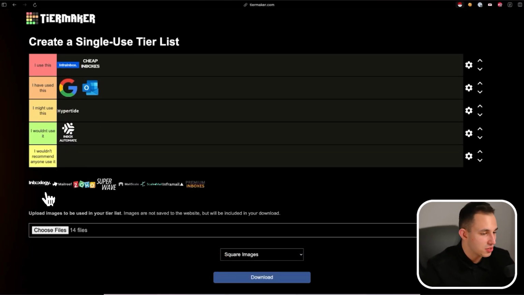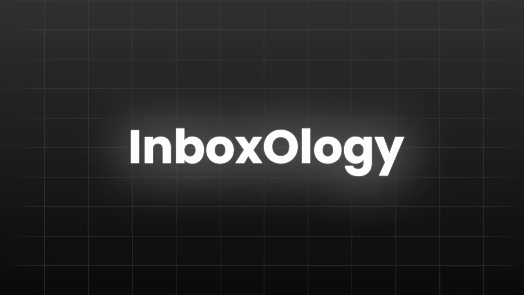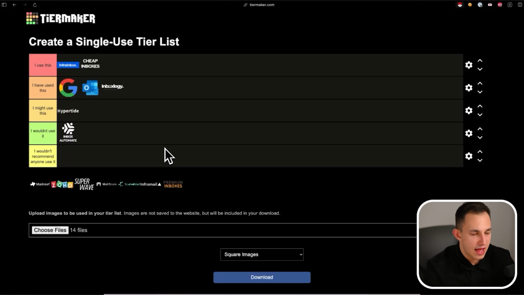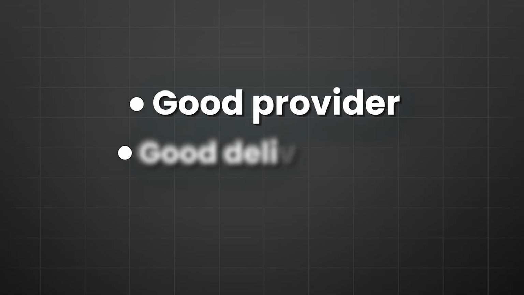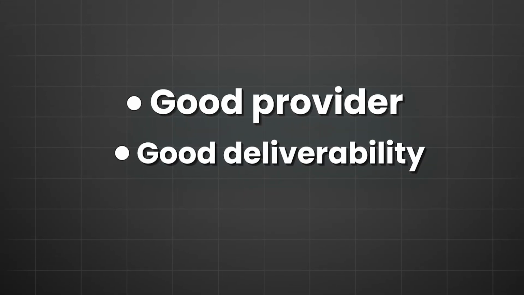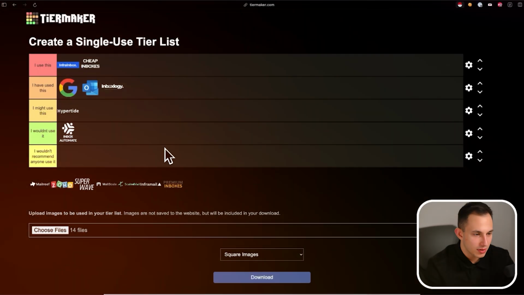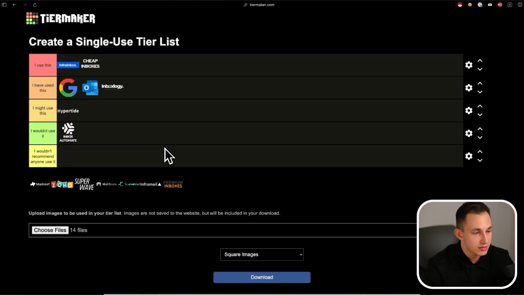Okay. The next thing is going to be Inboxology. I'm going to put Inboxology in the category of I have used this. We've used Inboxology, absolutely no complaints. They were a good provider. Deliverability was good. Everything was good. They're a little bit more on the expensive side, but that's pretty much all real Outlook resellers, so you can't really complain about that. Nothing bad to say about them. Just a great company. We just don't use them because we honestly get better results with Google. So that's just what we're doing.